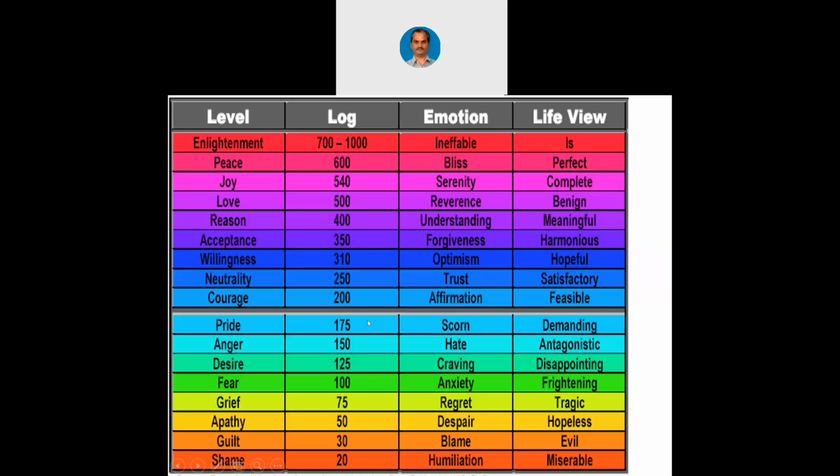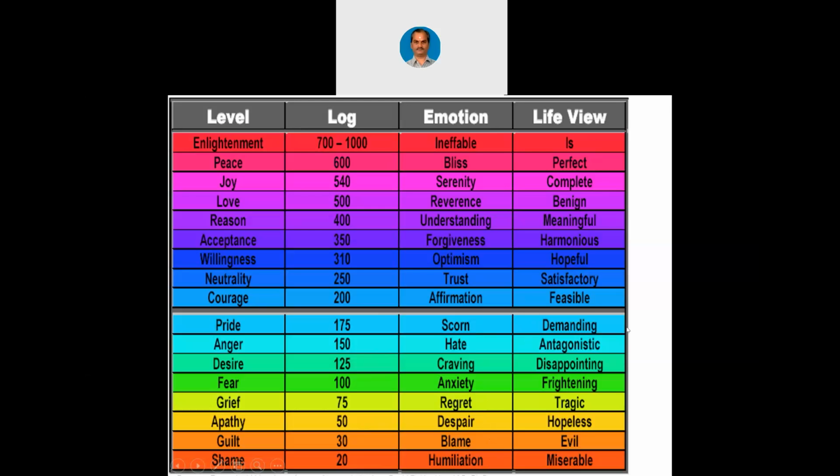Pride, log scale is 175. Anger, 150. Desire, 125. Fear, 100. Grief, 75. Apathy, 50. Guilt, 30. Shame, 20. Now the emotion with the pride is scorn. Emotion with anger is hatred. Emotion with desire is craving. Emotion with fear is anxiety. Emotion with grief is regretting. Emotion with apathy is despair. Emotion with guilt is blame. Emotion with shame is humiliation.